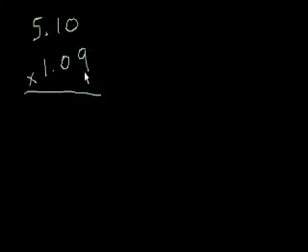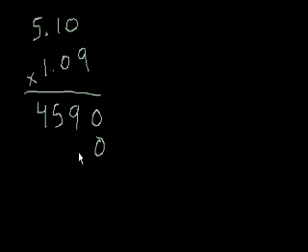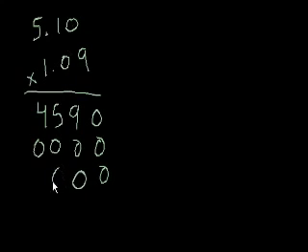But let's use it. 9 times 0 is 0. 9 times 1 is 9. 9 times 5 is 45. Then in the zeros place, you put a 0, and then 0 times everything is 0, right? 0 times 0, 0 times 1, 0 times 5. Put 2 zeros here. And then 1 times 0 is 0. 1 times 1 is 1. And 1 times 5 is 5.